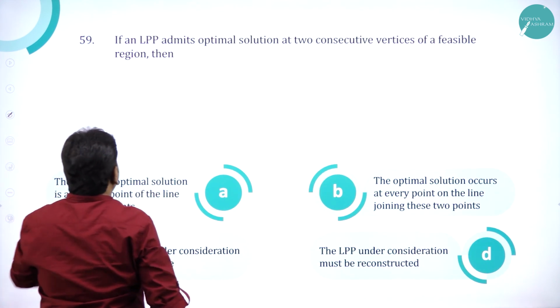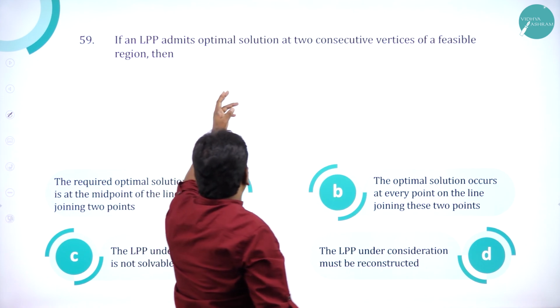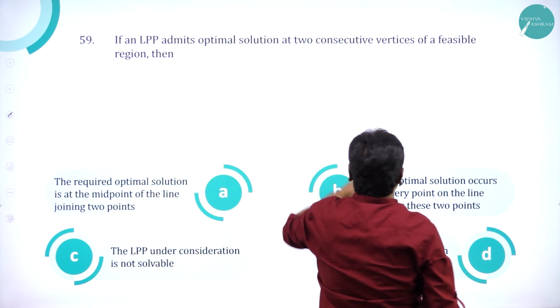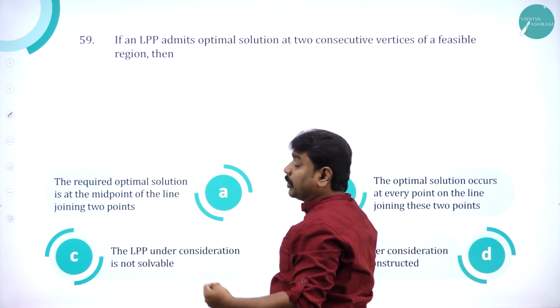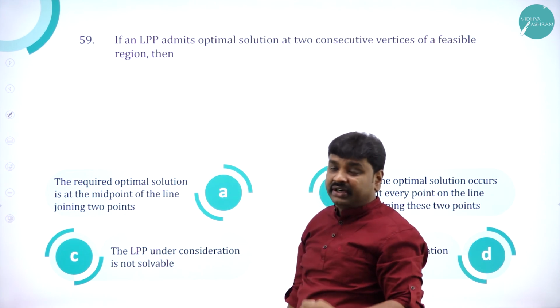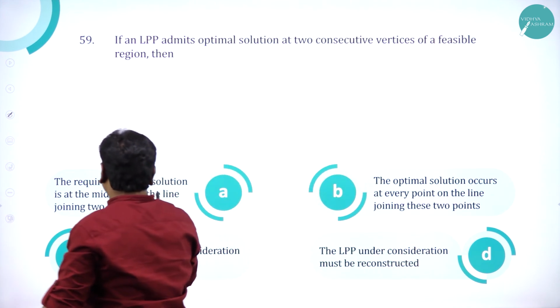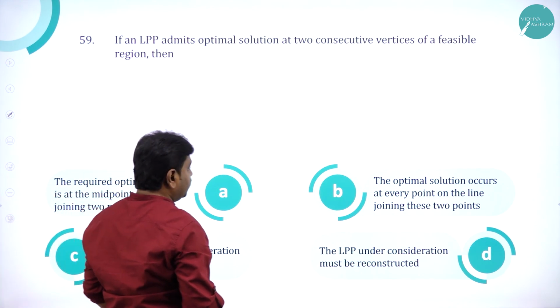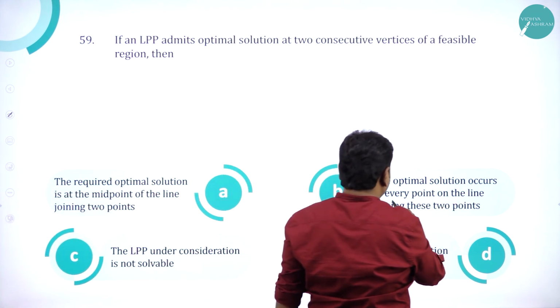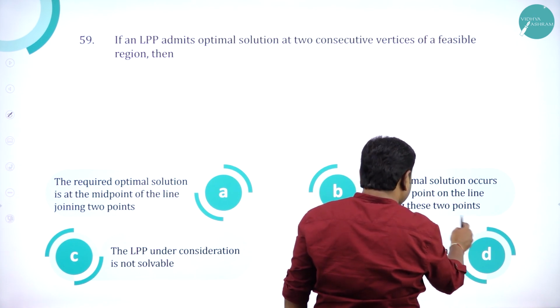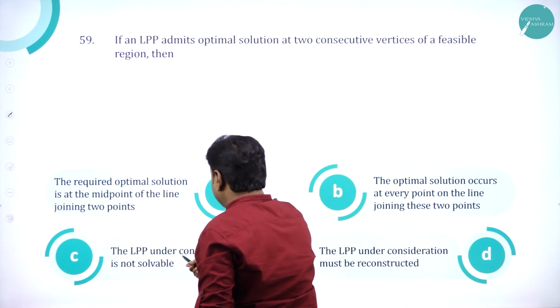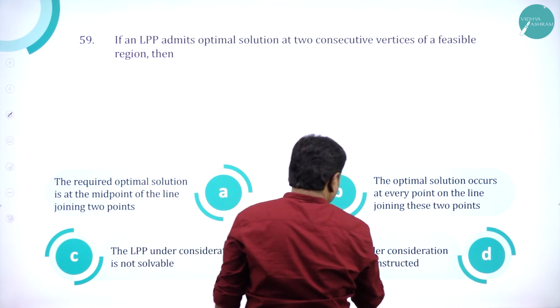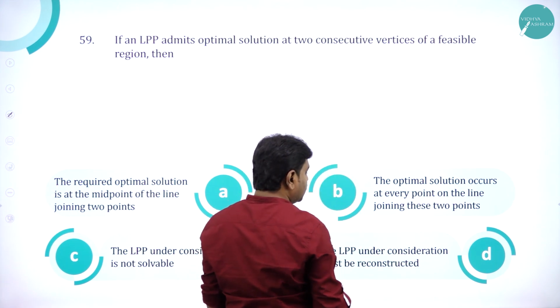Then in an LPP, admits optimal solution at 2 consecutive vertices. Means optimal solutions are getting at 2 points. Then the required optimal solution is at the midpoint of the line joining. The optimal solution occurs at every point on the line joining these 2 points. LPP under consideration is not solvable. LPP under consideration must be constructed.